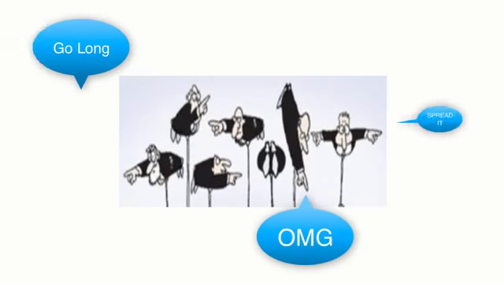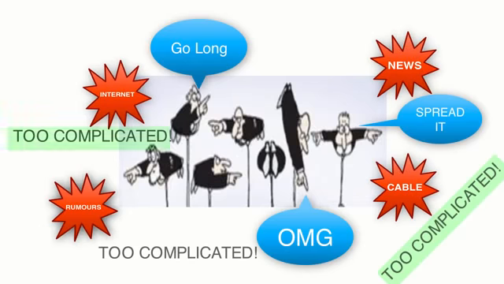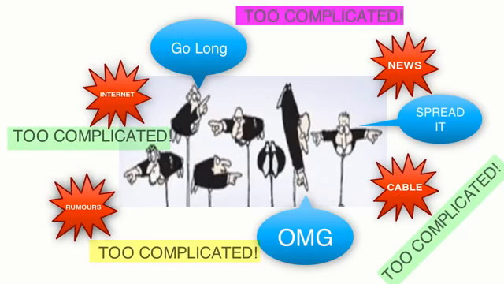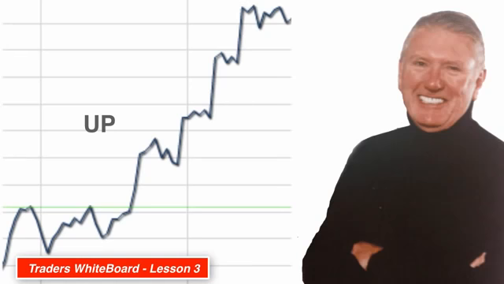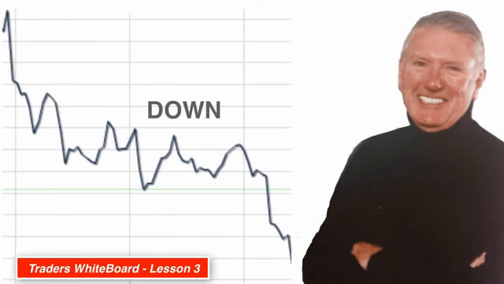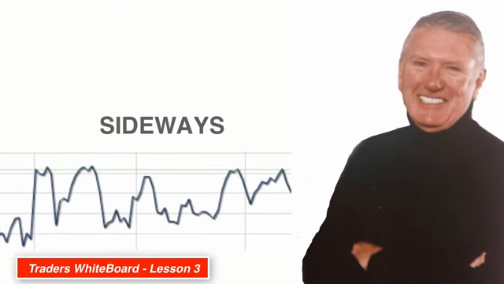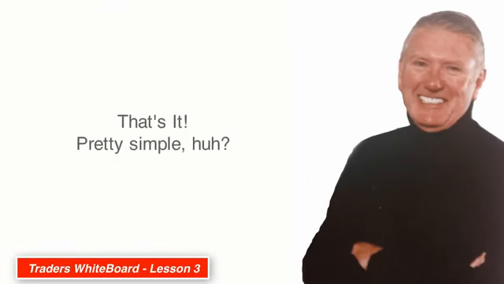Let's start off by saying that most traders and investors make things a little too complicated for themselves. You have to understand what the markets can do. And these 3 elements I'm going to share with you are really the essence of the markets. 1, a market can go up. 2, a market can go down. And 3, a market can go sideways. That's it. Pretty simple, huh?